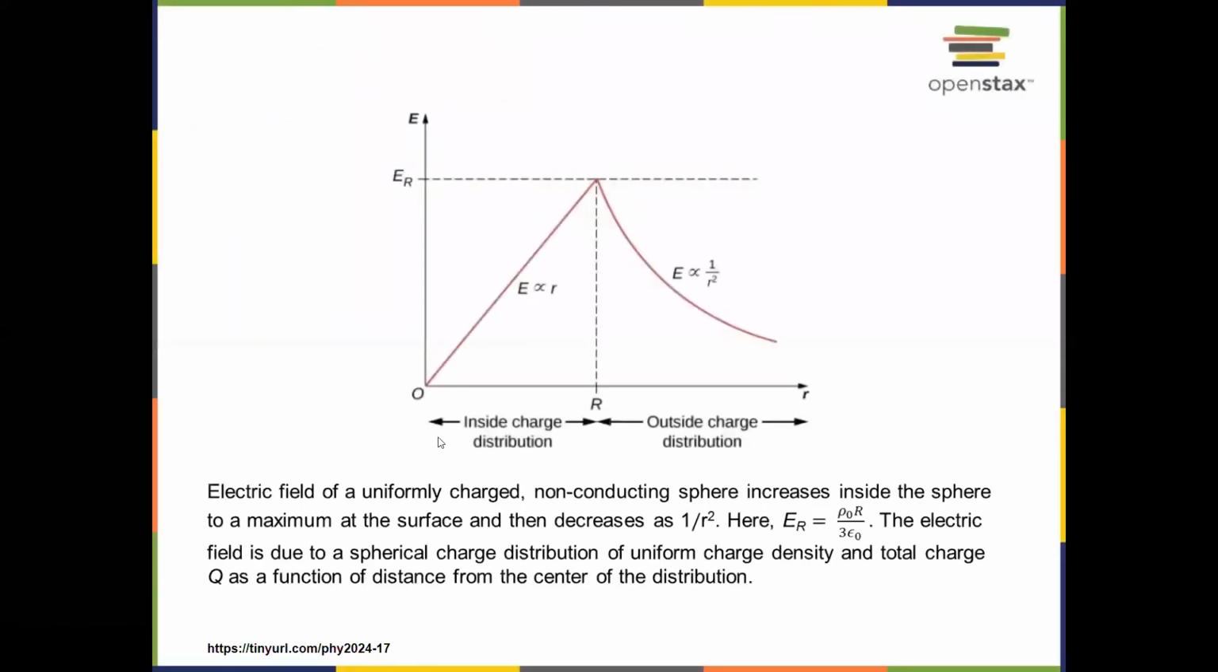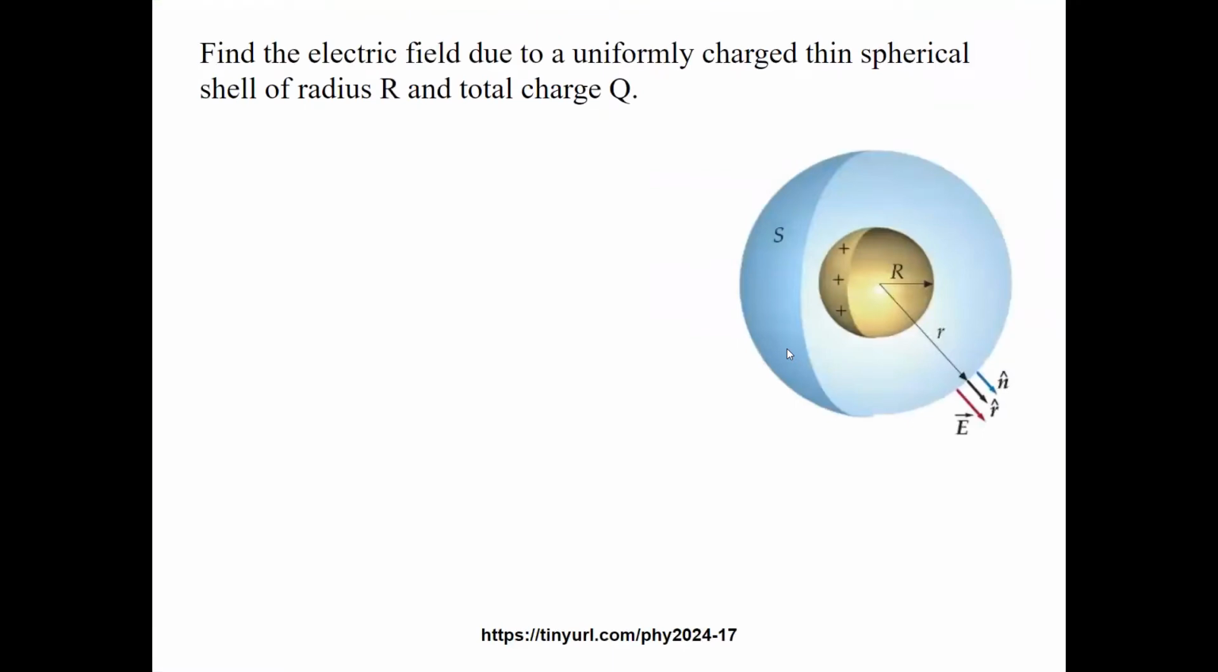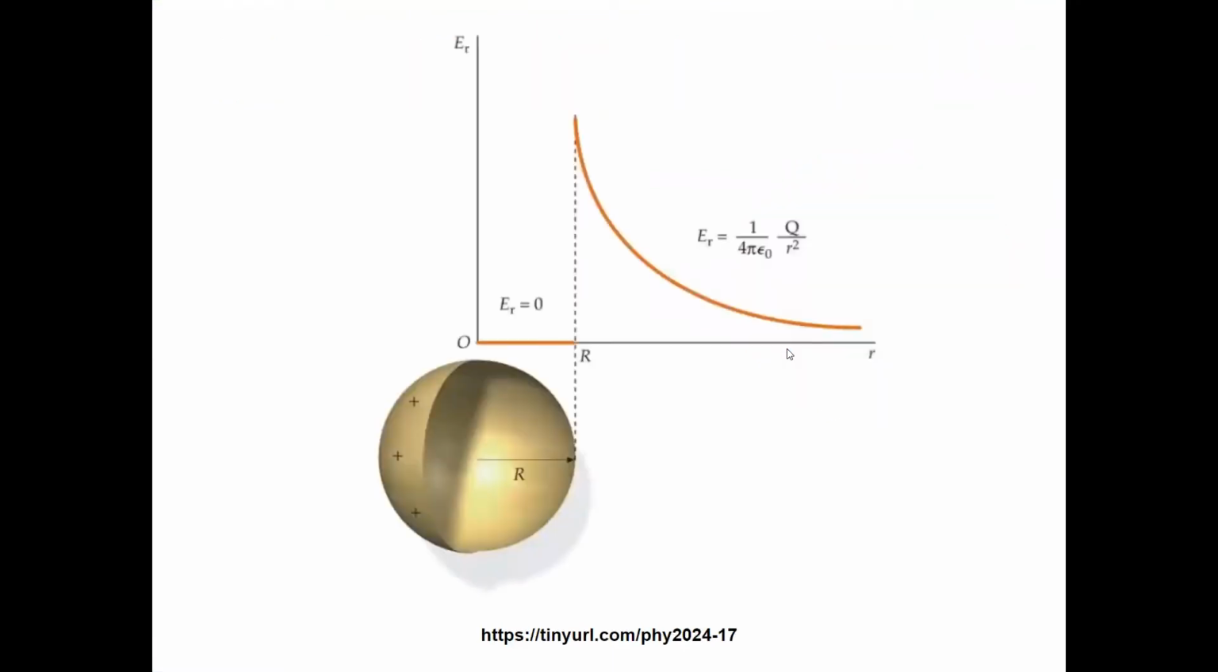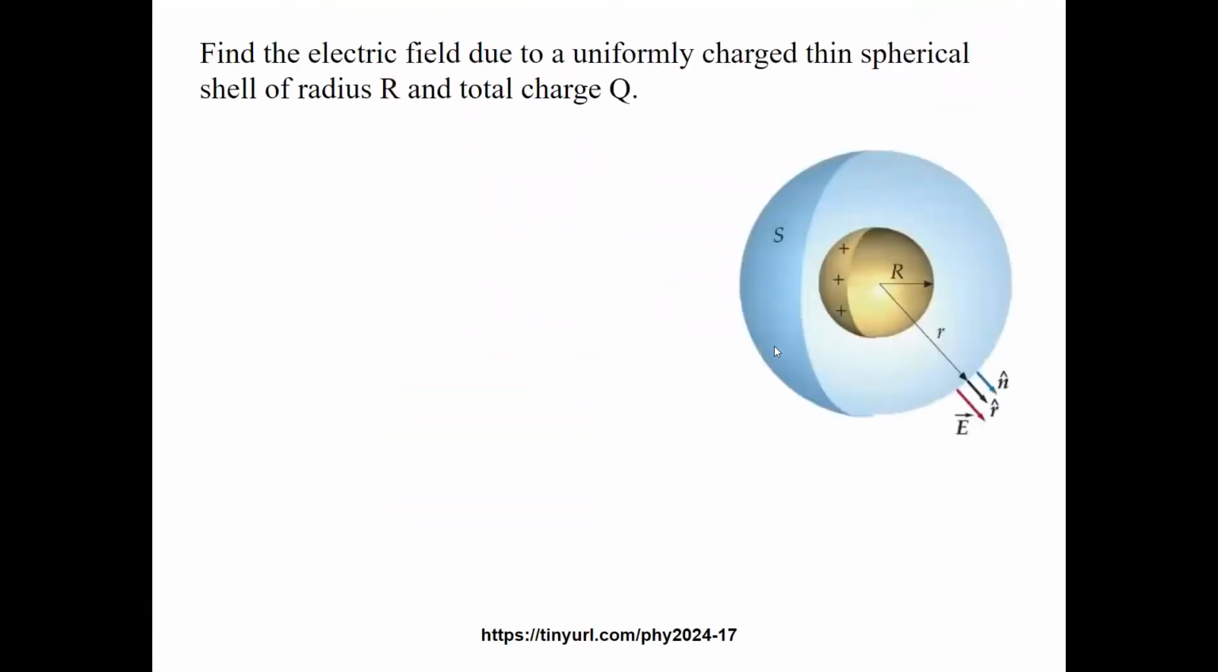All right, again, if you have a spherical charge distribution, inside the sphere the electric field goes up proportionally to the distance r from the center, and then outside the sphere it goes down inversely proportional to the distance r squared, okay?